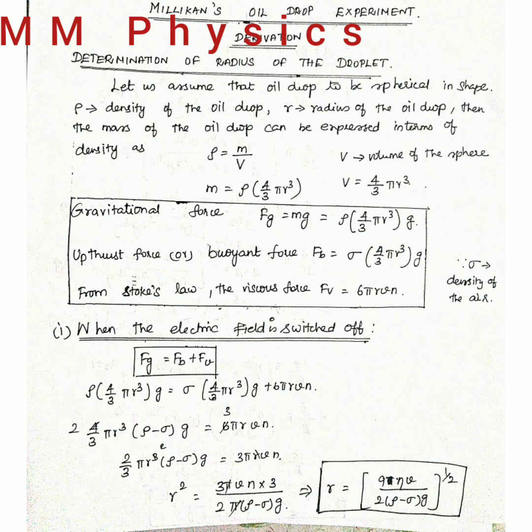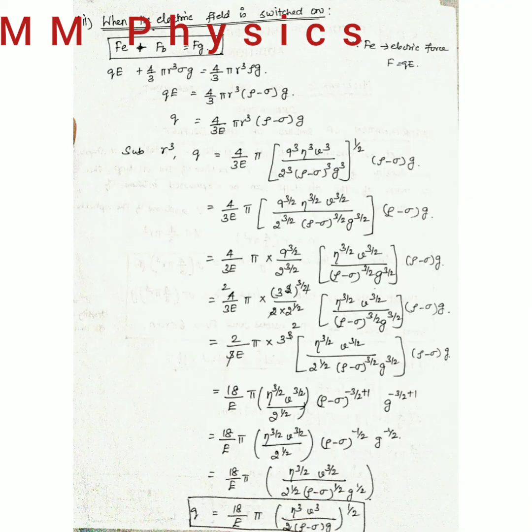Let's go for the second case, when the electric field is switched on. Here Fe plus Fb is equal to Fg. That is, the gravitational force will be equal to the sum of the electric force plus the upthrust or buoyant force. So QE plus 4/3 into pi r cube into sigma g equals 4/3 pi r cube rho into g. Transferring the E from the left hand side to the right hand side, we get Q equals 4/3 pi r cube (rho minus sigma) into g divided by E.